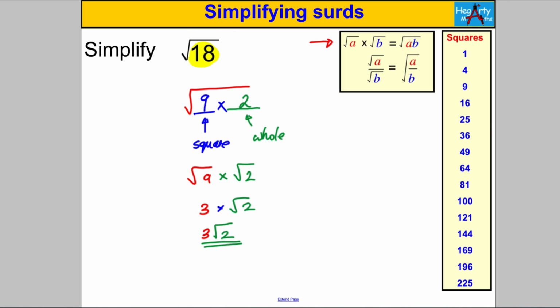So what's the technique? The technique is to try and write whatever's underneath the square root as a product of the biggest square you can find that goes into that and a whole number beside it. Then break up the square root and then simplify. So that's the technique. Let's try it on some questions.